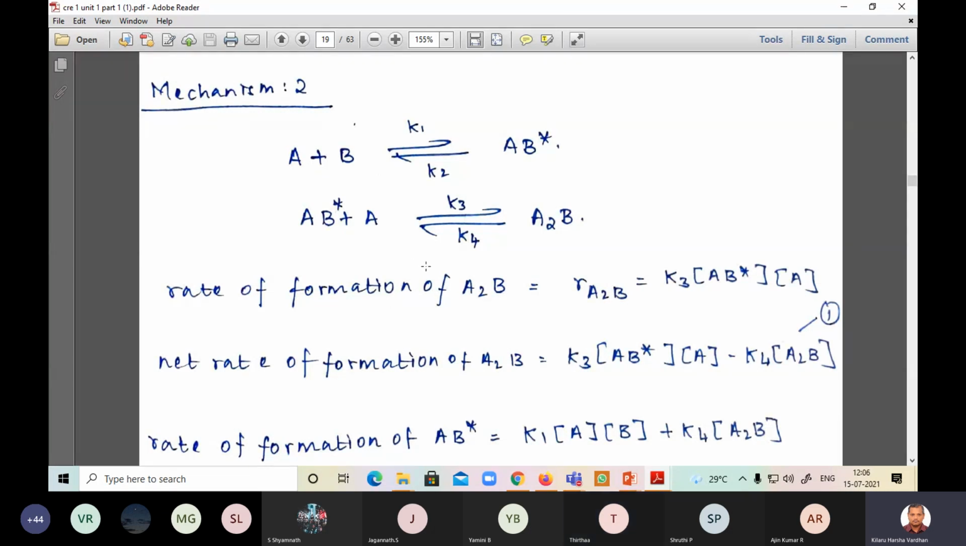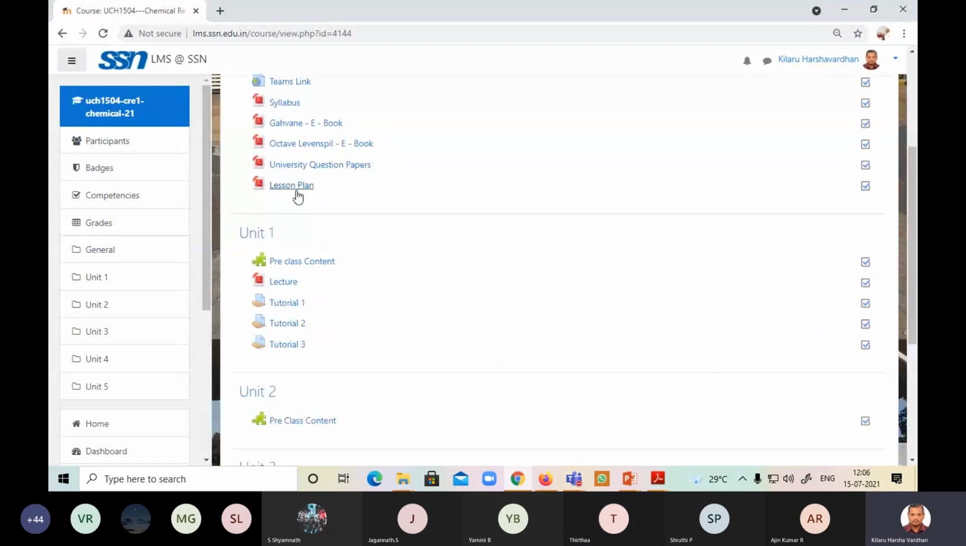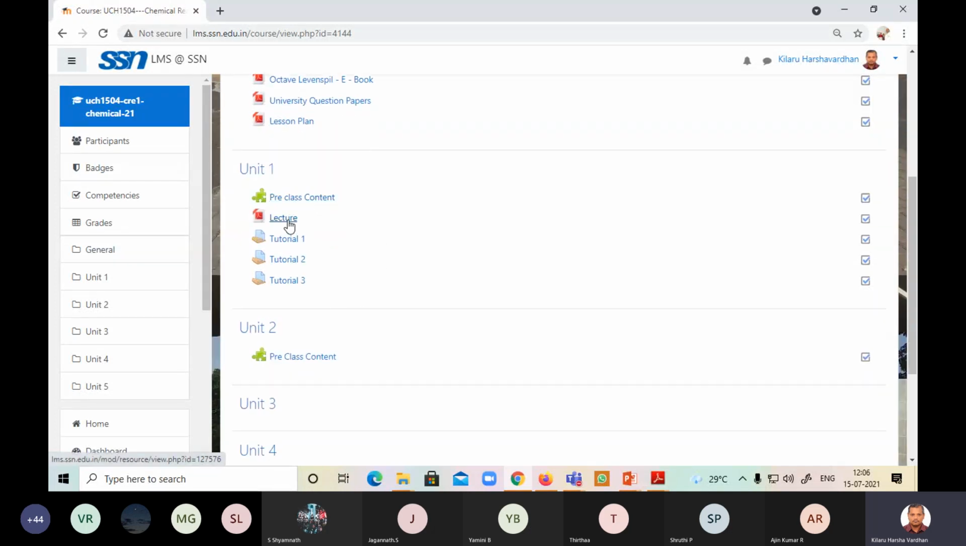No problem. This is student notes. I took it last year from that student. I asked her to scan it and send. Otherwise, I have to start writing on the board, which becomes very time consuming, because there will be too many derivations. I'll put this in the LMS. You can see in my LMS page, I already put a lesson plan. These are the 2 books, Octave Levenspiel and Gavane. I put the lecture notes and pre-class video also. You want me to put these notes also, I'll put them today.